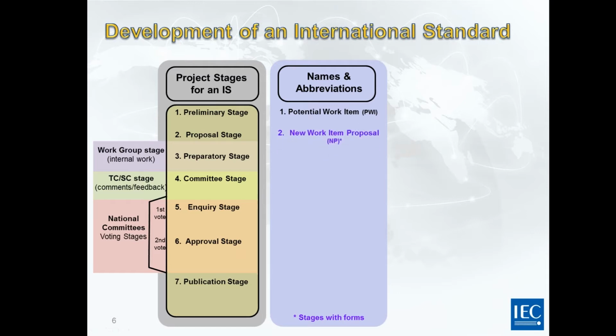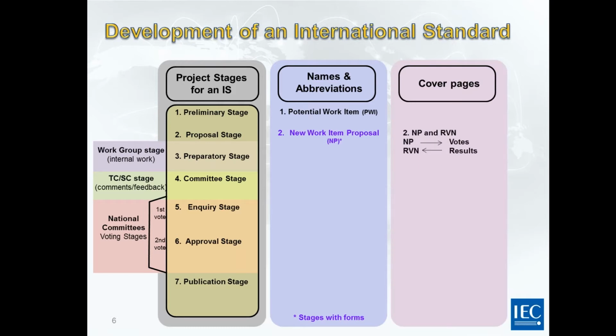Then we have the proposal stage. This is where we request national committees to express their intention to participate in the project. And we need a minimum number of participants as well as positive votes. So we request 2/3 of positive votes from the IEC national committees and at least 4 or 5 different countries participating. So we have cover pages on the documents, the NP cover page for the new work item proposal to collect the votes, and then we have the RVN, which is the result of voting on the new work item. These are documents which are circulated to the IEC national committees.